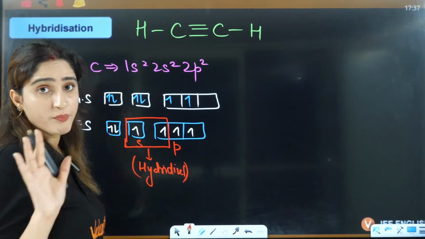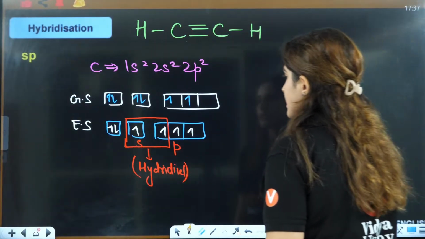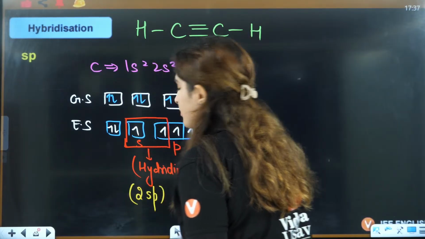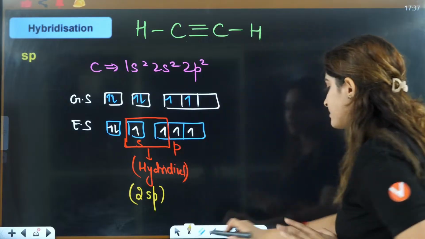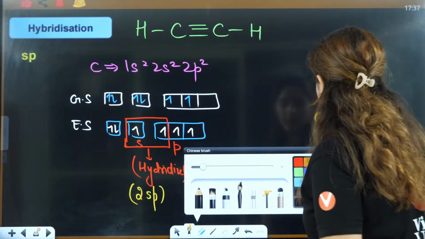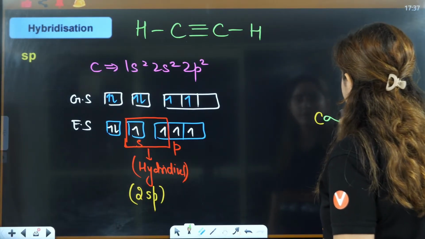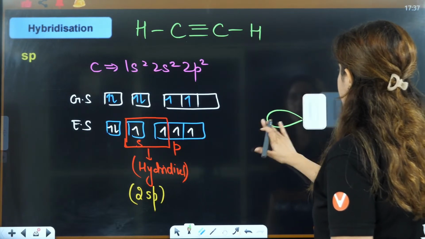This is for a triple bond. What happens? Any two orbitals will get hybridized, so you will have two sp orbitals formed here, and the rest two will remain as they are. This is the carbon. In carbon you will have two sp hybridized orbitals. This will be the first sp hybridized, and this will be the second sp hybridized. So I'll just draw it like this.